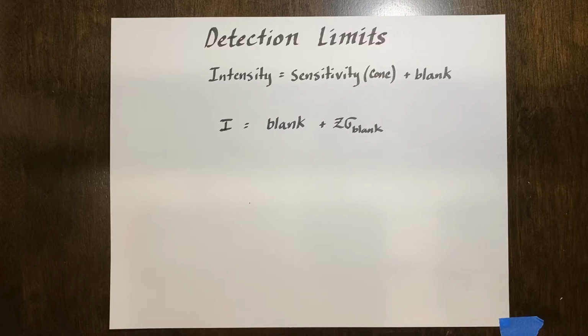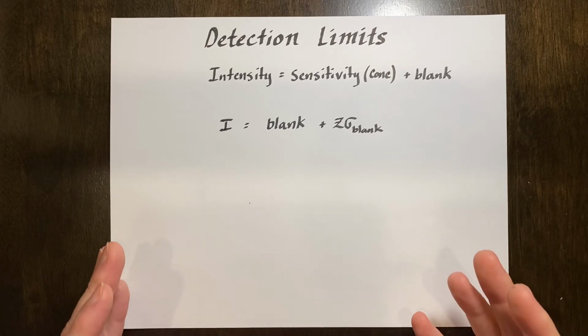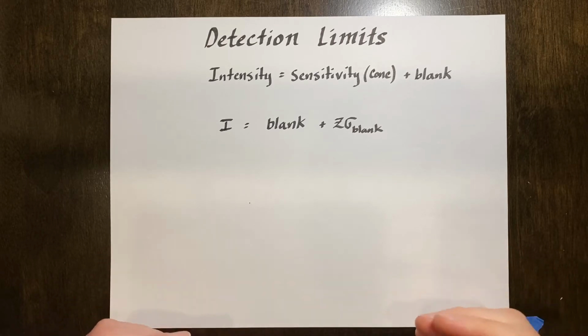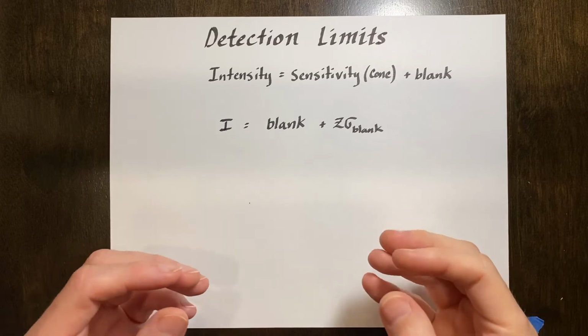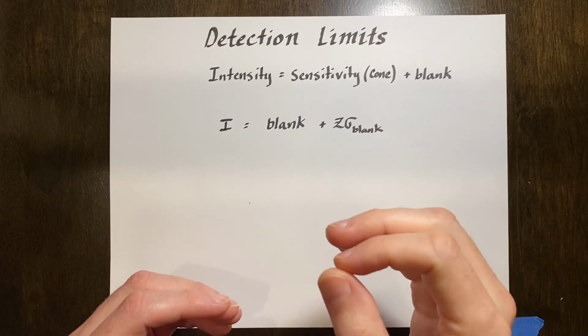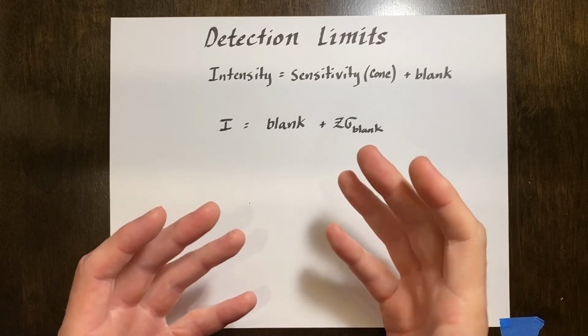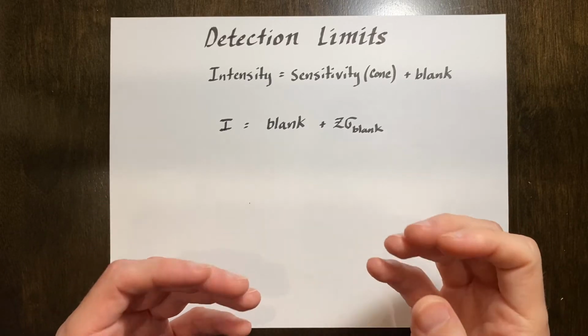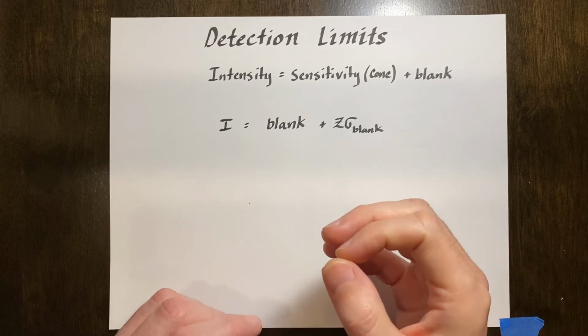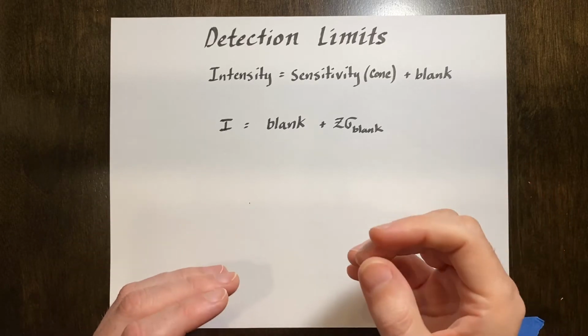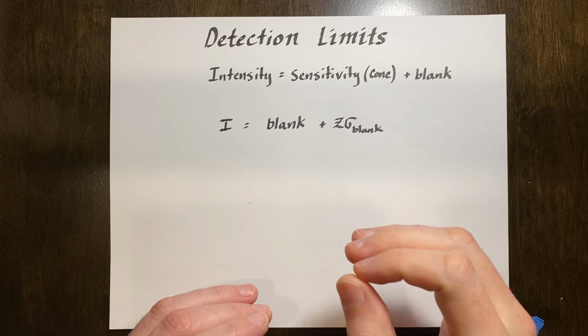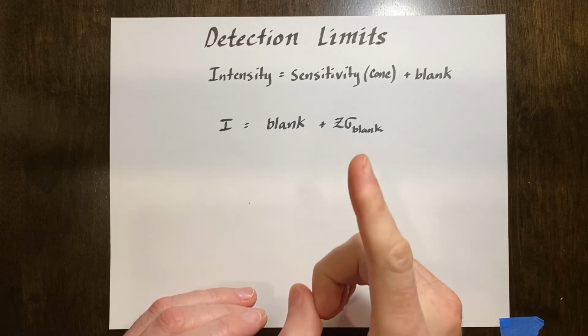Let us explore detection limits. Every method has some limitation on what it can do. Some methods have a very high detection limit, as in it's not capable of detecting very small quantities of the analyte, and some methods have very low ones. In fact, some fluorescence methods can even detect a single molecule. But for the most part, methods do have a detection limit that's bigger than just one molecule.